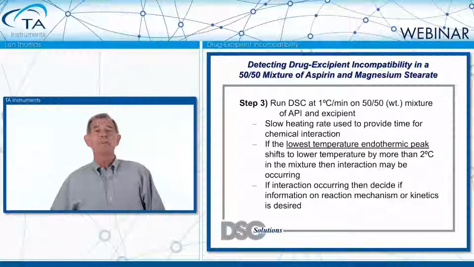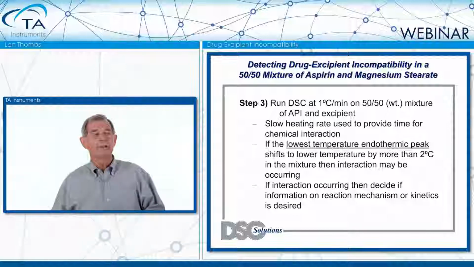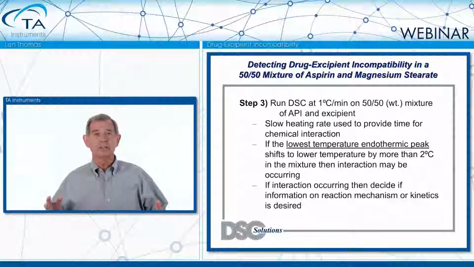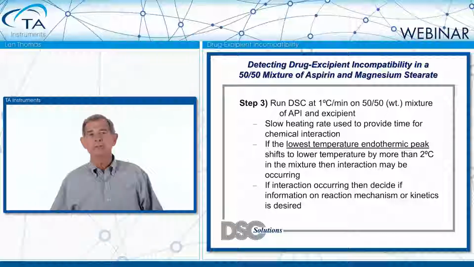And our third step then is once we have that individual data, we're going to make up our 50-50 mixture and do a slow heating rate experiment. Now, in terms of that 50-50 mixture, completely arbitrary. I find that this works probably as good or better than anything in terms of what mixture ratio to use. Remember, our goal here is to simply detect whether there's a reaction taking place. So we're going to try and maximize the concentration of both the drug and the excipient, and we do that by using a 50-50 mixture.